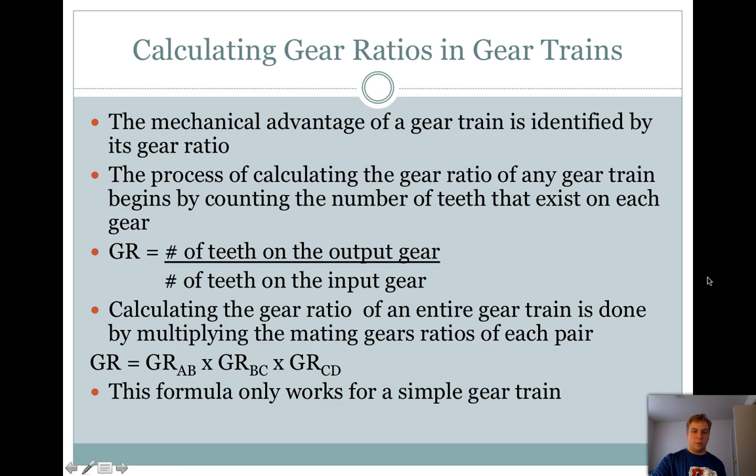Calculating the gear ratio of an entire gear train is done by multiplying the mating gear ratios of each pair. The gear ratio can be calculated by multiplying the gear ratio between gears A and B times the gear ratio between gears B and C times the gear ratio of gears C and D. This formula only works for a simple gear train.